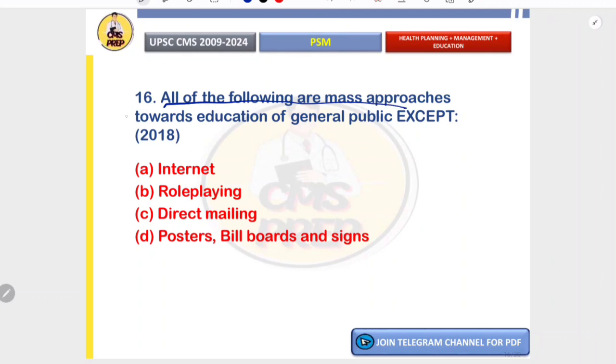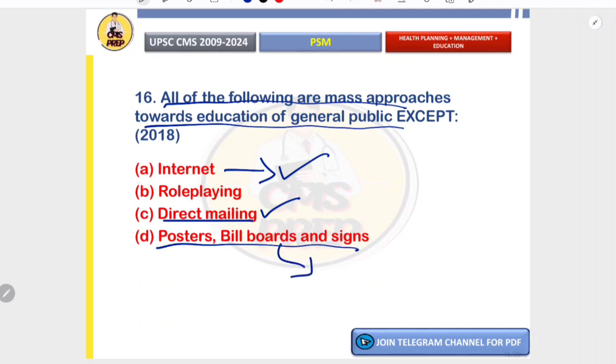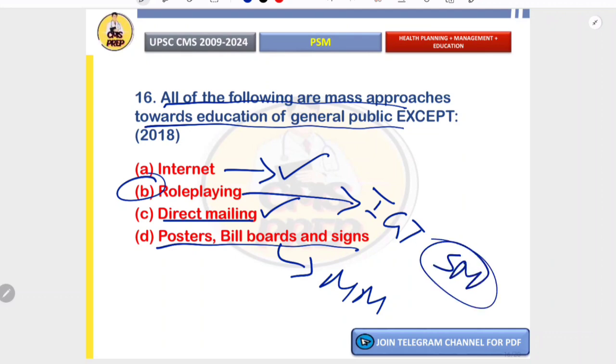All of the following are mass approaches towards education of the general public except: internet, yes, it is correct, can reach a large population. Direct mailing, yes, it targets a large group at once. Posters, billboards and signs, it is a classic mass media tool. But role playing, what is role play? Role play is an interactive group technique, not a method of mass communication. It involves few people acting out a scenario and is usually limited to a small population. Okay, so the correct option is B.